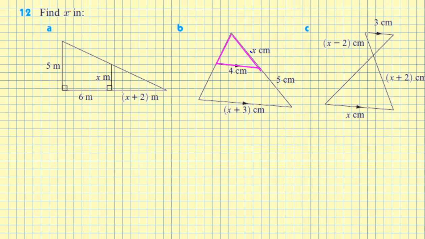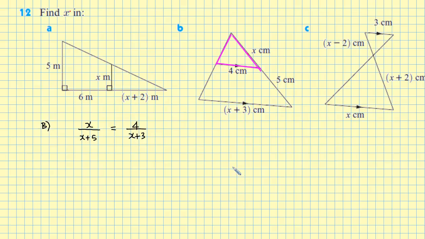The next example is asking you to find the value of x, and I'm looking at part B here. In part B, what I'm looking at is proportions. In the proportions, I need to find the value of x of the small triangle compared to the bigger triangle. So I could do my proportions and say x compared to the entire length of x plus 5 is going to have to be the same as the length of the 4 over the entire length, which is x plus 3.